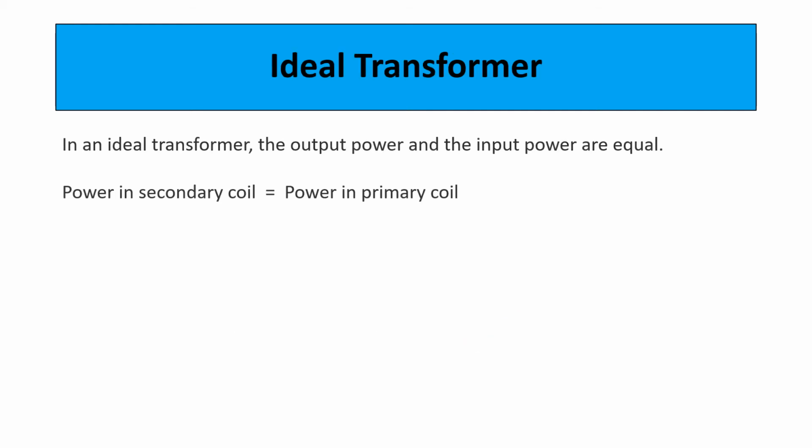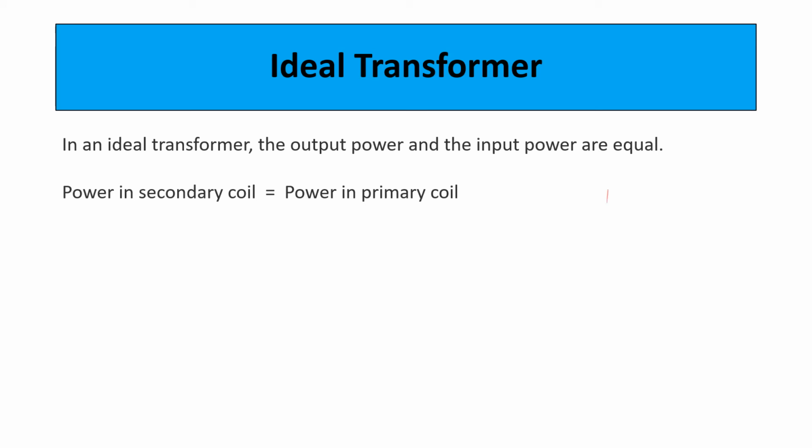If you are considering an ideal transformer, the output power and the input power are equal. Output power is the power in the secondary coil. That should be the same as power in the primary coil, because an ideal transformer is an imaginary transformer which does not have any loss in it. It means no core loss, copper loss or any other losses in the transformer. In fact, no transformer is ideal.